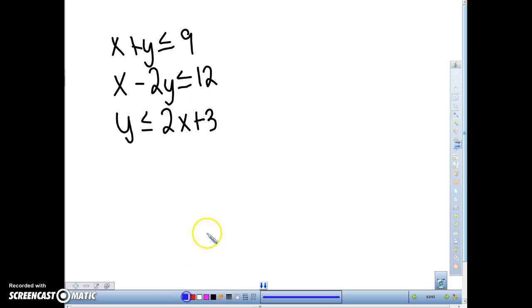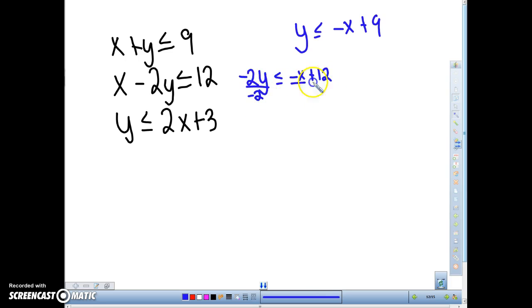So we've got to put these in slope-intercept form. So the first one, we have to subtract the x over. The second one, we're going to have to subtract the x over and then divide by -2. So be careful on that one. So if we've subtracted the x over, we have -2y is less than or equal to -x plus 12. But when we divide by that -2, remember you have to flip your sign. So y is greater than or equal to -1/2 x plus 6. And then the last one's already in slope-intercept form.